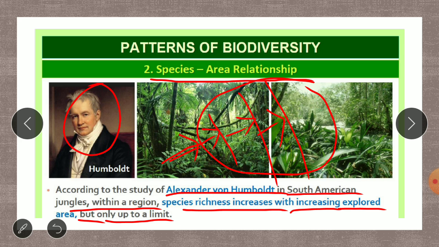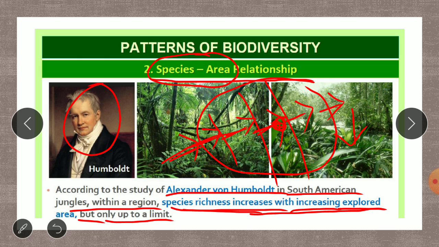What he says is, species richness increases with increasing explored area. As we are going further and further into the jungle or into an area, the number of species is going to go on increasing. Until when? Until only a limit. When we are reaching the center of the jungle, only till that time the number of species will be more. But after that, as we go further, the number of species will decrease.